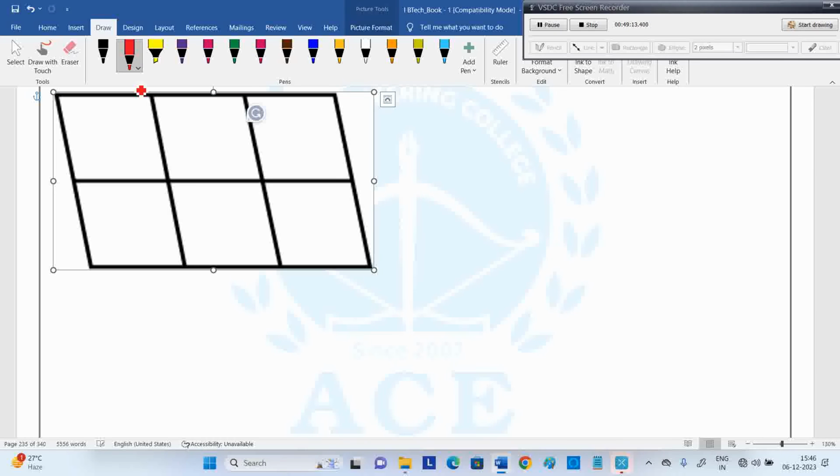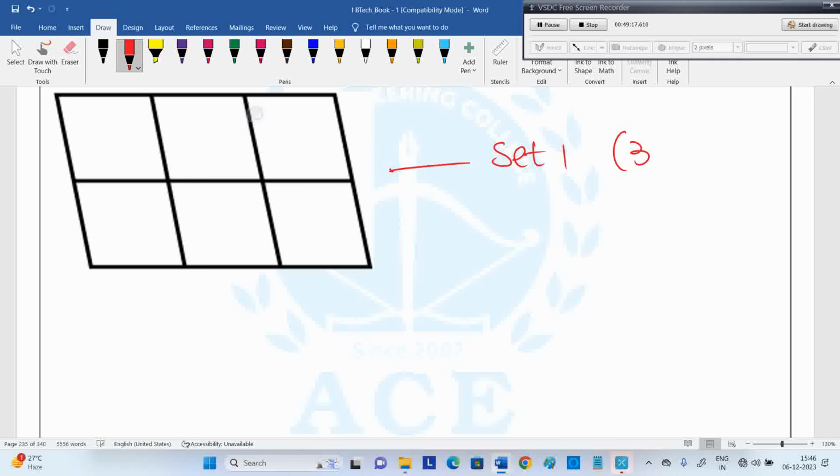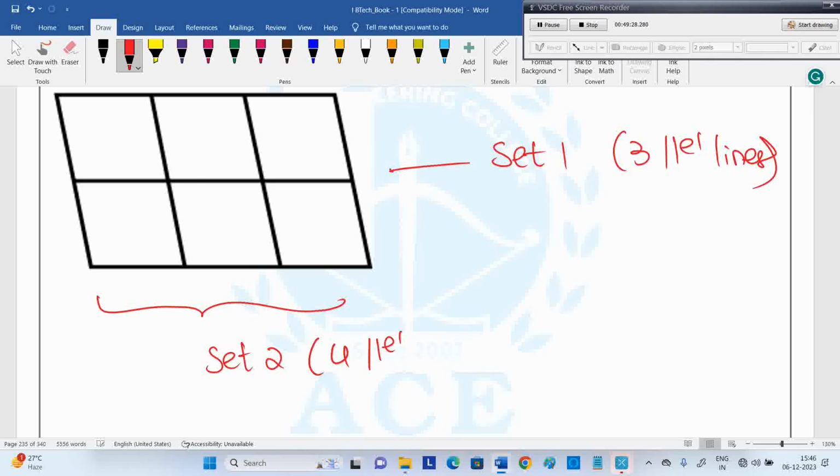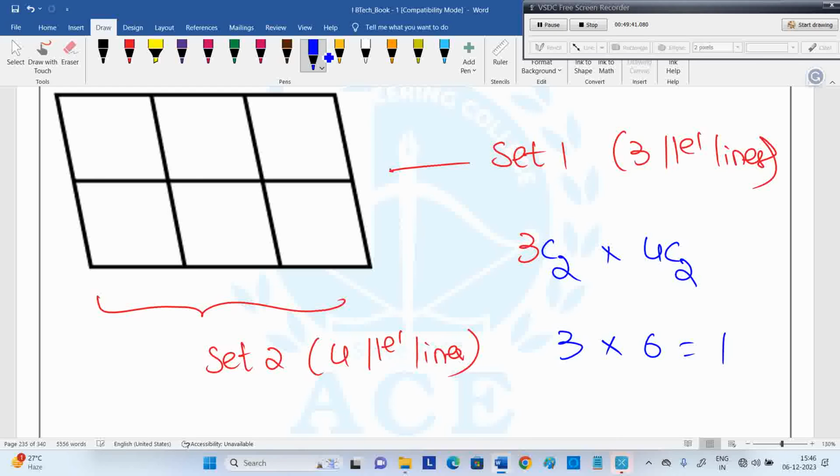Yeah. Here, this we can call set 1. In set 1, three parallel lines are there, which we generally call horizontal. This is set 2. How many parallel lines? Four parallel lines. Now, as per our analysis, we need two from set 1 and two from set 2, and because of that multiplication, 3C2 is 3, 4C2 is 6, 3 into 6 is 18.